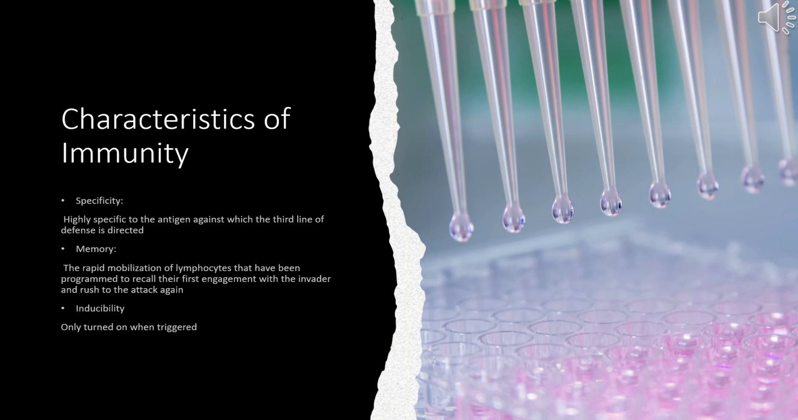Let's move on to the next slide. It's going to be characteristics of immunity. There's 6 total characteristics. I've got 3 on this slide, 3 on the next one, just so that way the slides didn't get too wordy and there's too much to read.